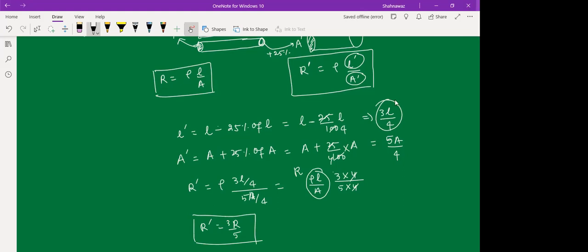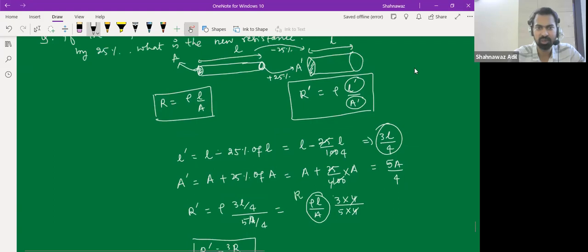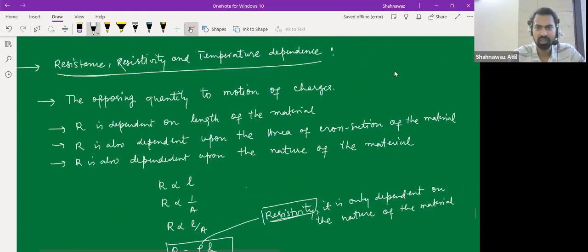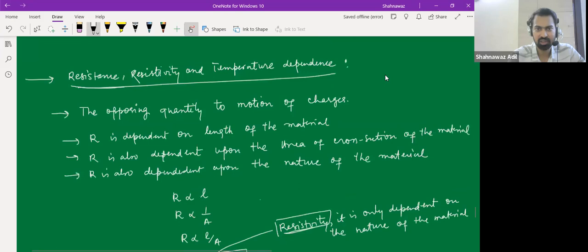Please note it down. So this was the similar topic that we did in the 10th class. Just repetition.